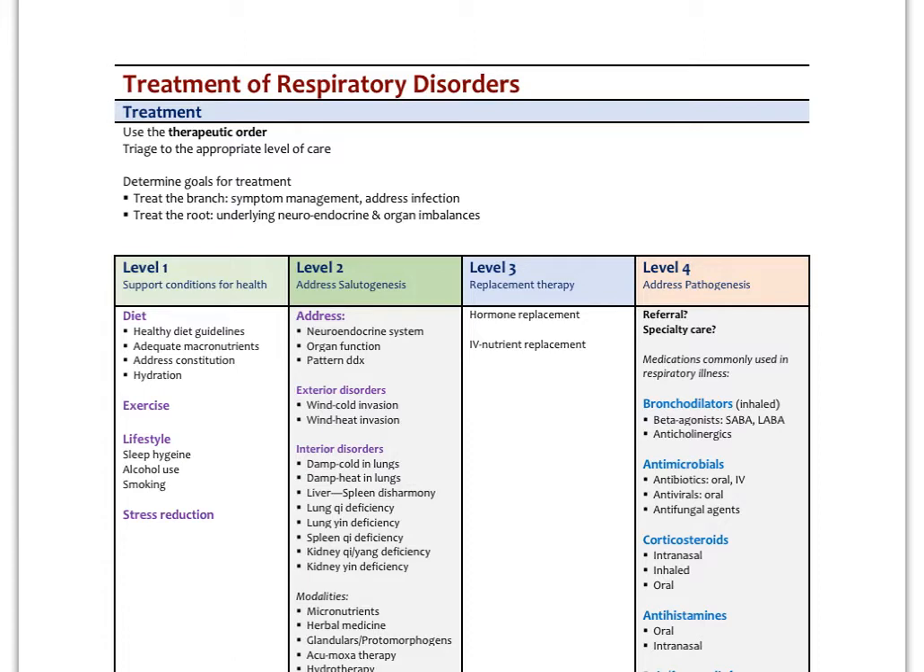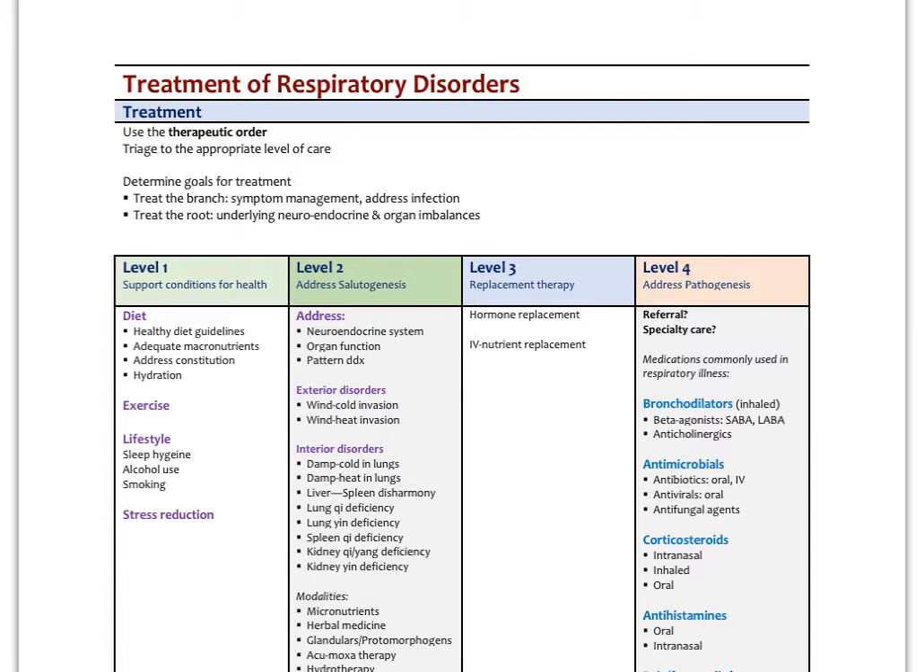So from an integrative perspective, the approach to respiratory disorders should use the therapeutic order, looking at the urgency, the presence of red flags, etc., and the severity of a person's disease. Asthma has different stages of severity, we'll see, and they're going to need different levels of intervention. Just using level 1, level 2 interventions are not adequate for all those patients. We're going to need to jump to some of the pharmaceutical measures, so we're going to need to triage to the appropriate level of care.